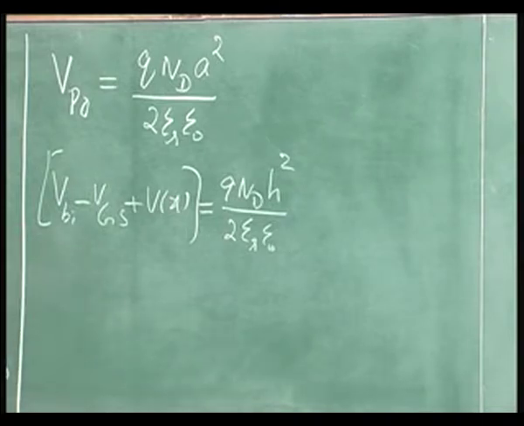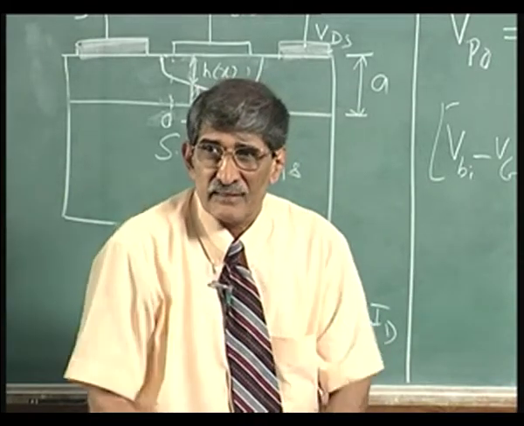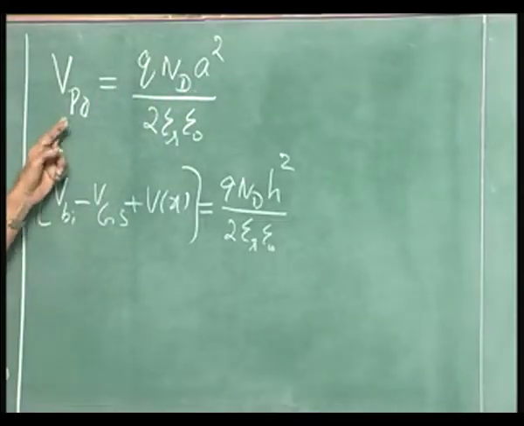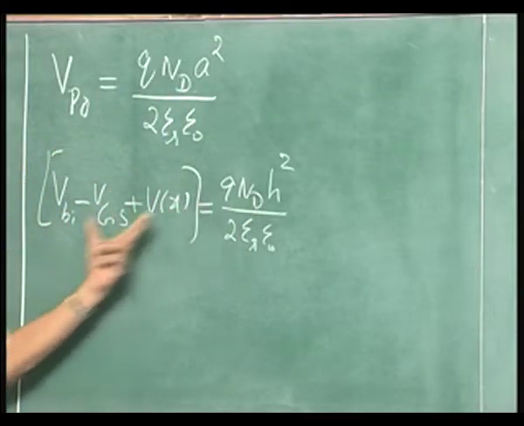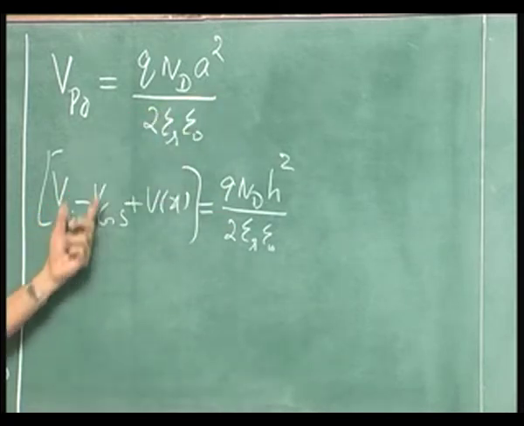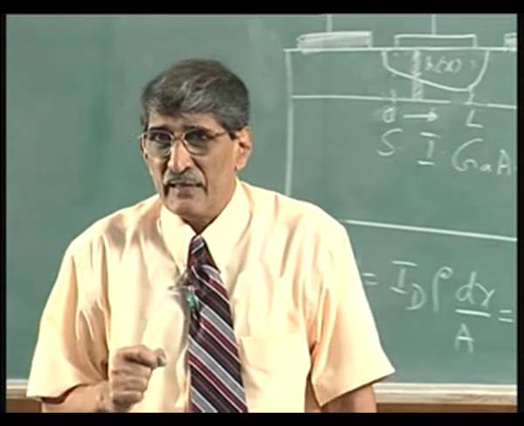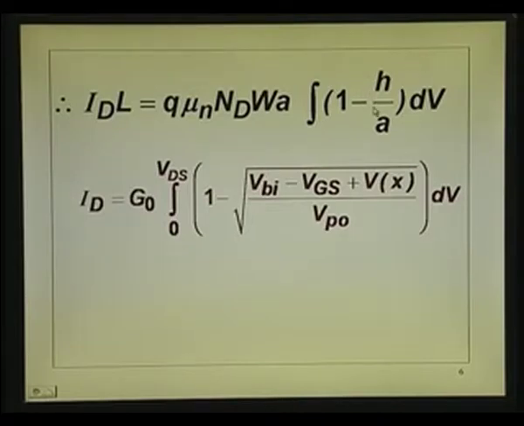Notice now, hereafter we do not have to rewrite this. The depletion layer widths are proportional to the square root of the voltage across that. A is proportional to square root of V p 0. H is proportional to the square root of that voltage there. Divide H by A, you get square root of this divided by square root of that. So, that is what we have done. What we have done is we have divided H by A here, and H is proportional to square root of V b i minus V g s plus V of x. A is proportional to square root of V p 0. So, that is as simple as that.